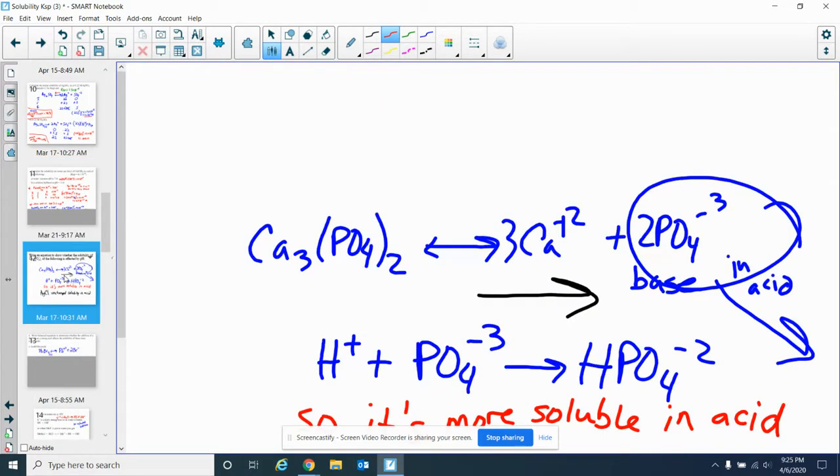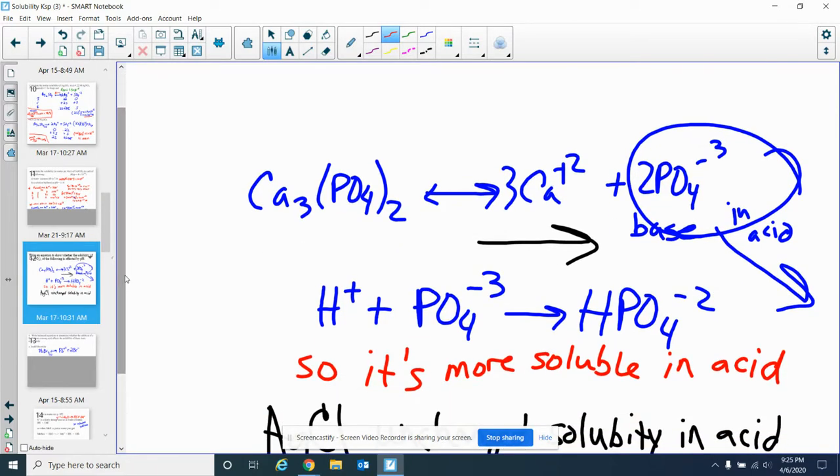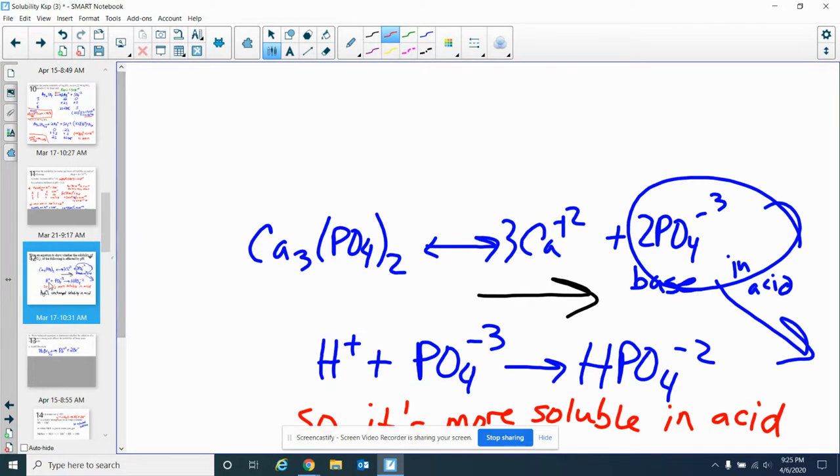The other thing I wanted to look at is just when we're looking at different salts, seeing whether or not the addition of acid or base affects the solubility of these insoluble salts.